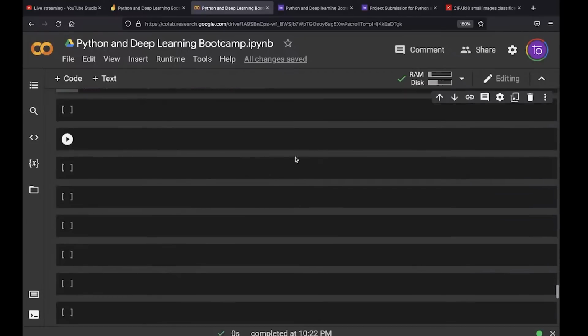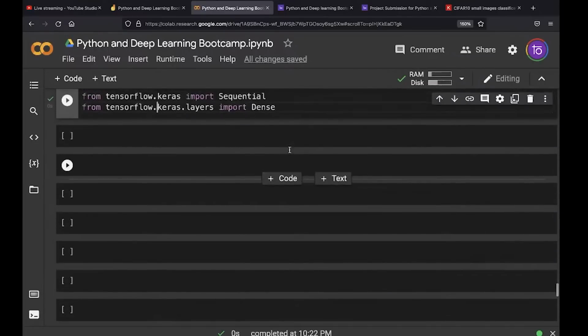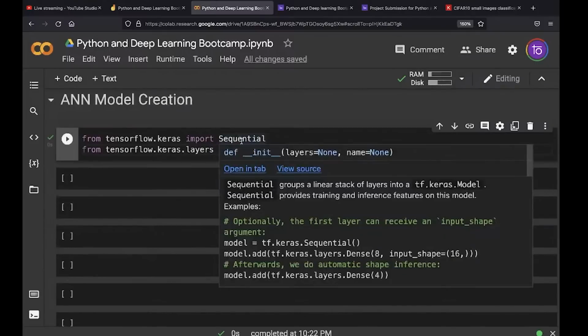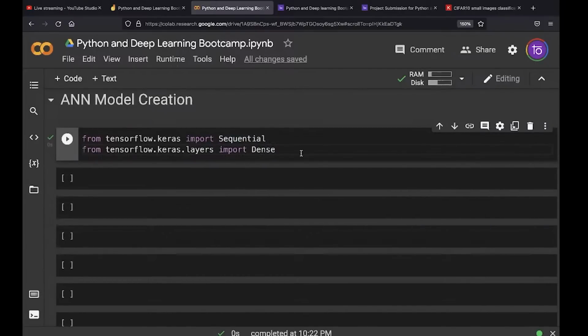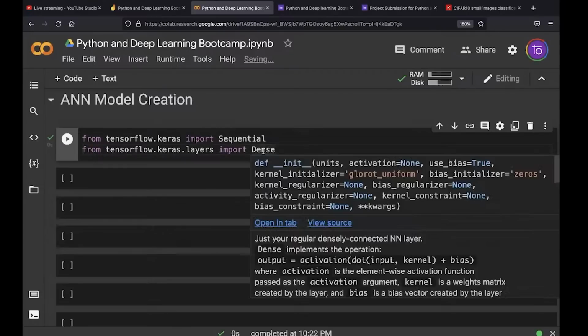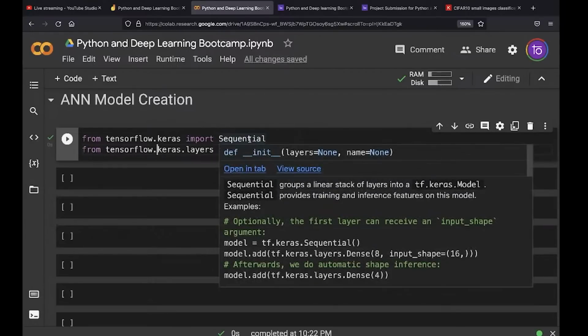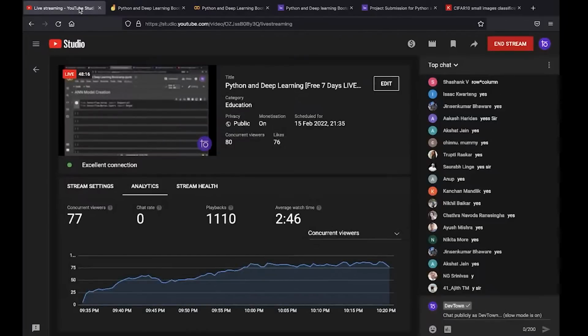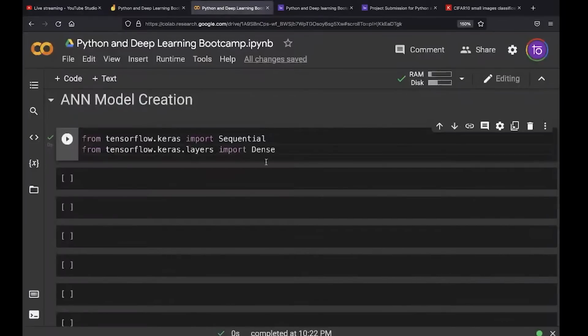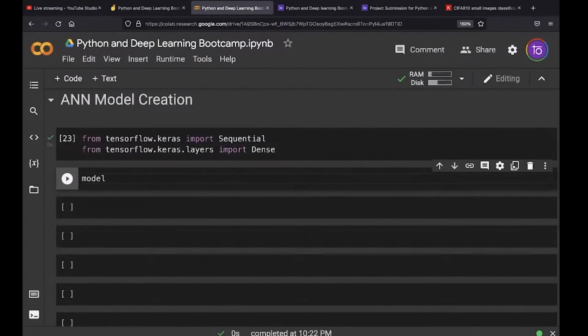Perfect, okay? Now this Sequential is going to contain all the layers, okay? And this Dense is going to help us create multiple hidden layers, and the Sequential is going to help us store all the multiple layers, okay? Now we're going to start with model. Okay, this model is the object. This model is the instance of our model.